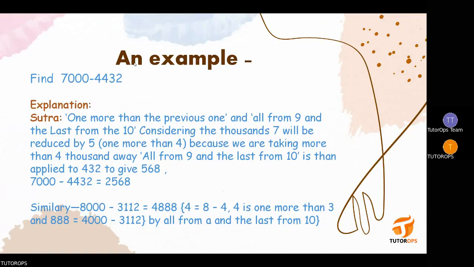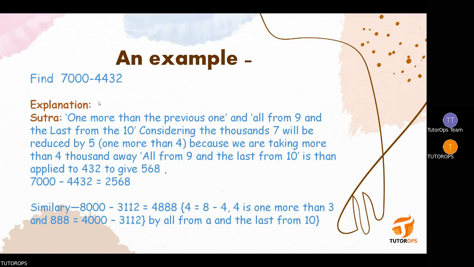And the later part is very simple. We will just take the previously mentioned all from 9 and the last from 10 method with the last 3 digits of 4432. That means 1000 minus 432. Why 1000 minus 432? Because it is a 4-digit subtraction and we know that here the carry will be 1. So it will give us 568.